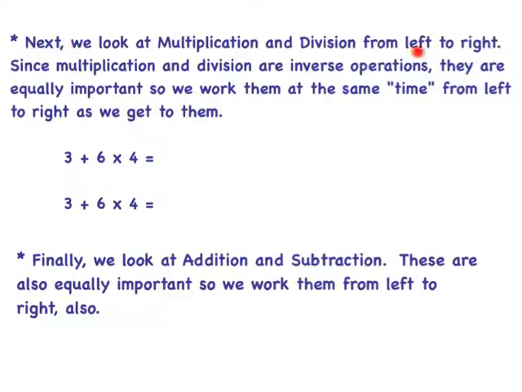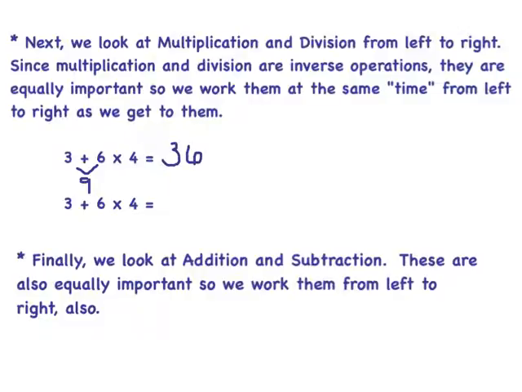We look at the multiplication and the division, but we're going to look at those from left to right. Now, since multiplication and division are inverse operations, that means that division is the opposite of multiplication, they are equally important. So we work them at the same time, working from left to right as we get to them. So let's look at what that means. In this problem, I have 3 plus 6 times 4. Now, if I were to simply work this from left to right, I would have 3 plus 6, which is 9, and 9 times 4 is 36.